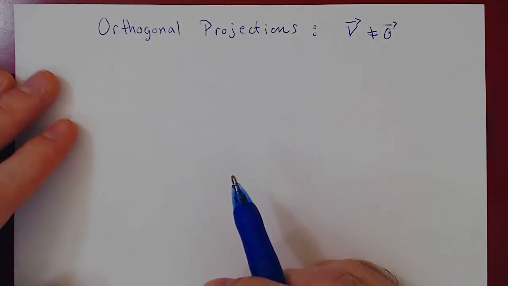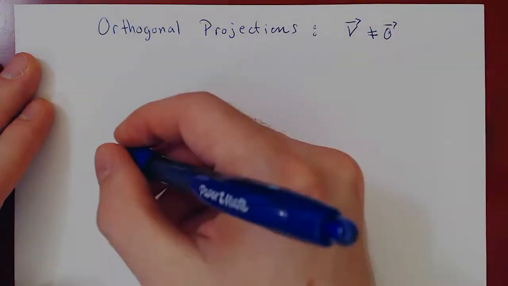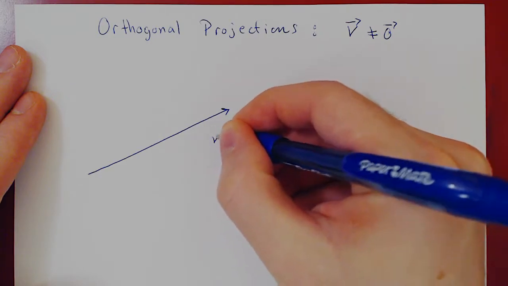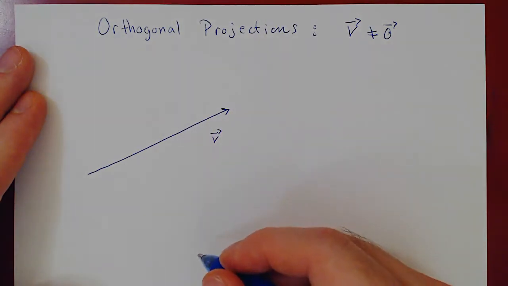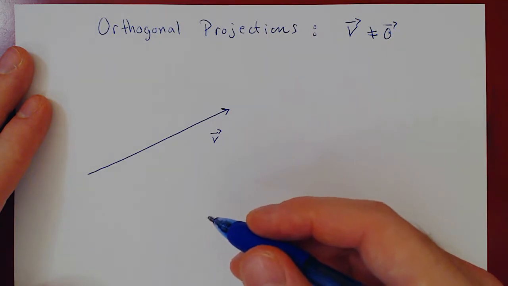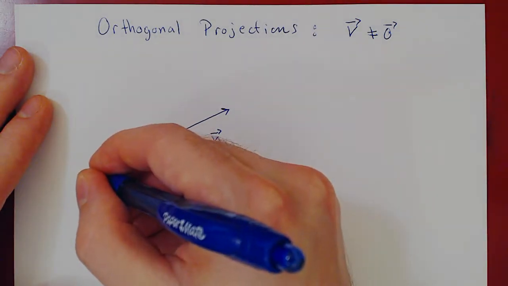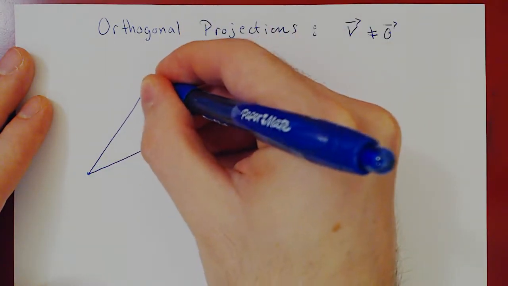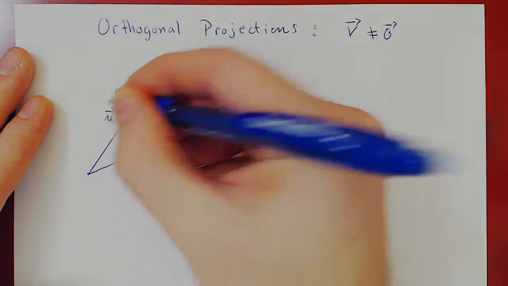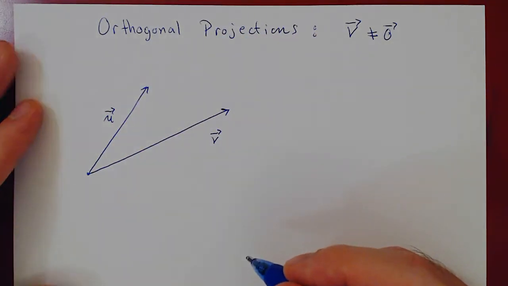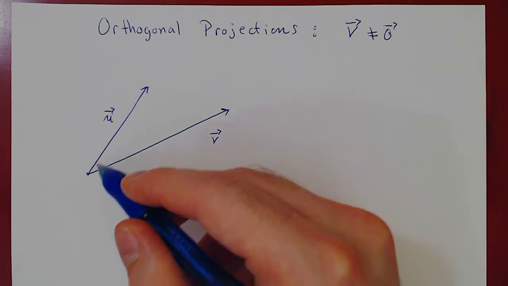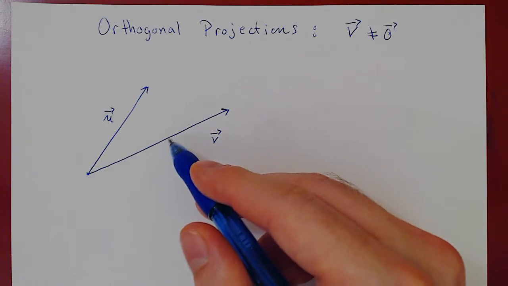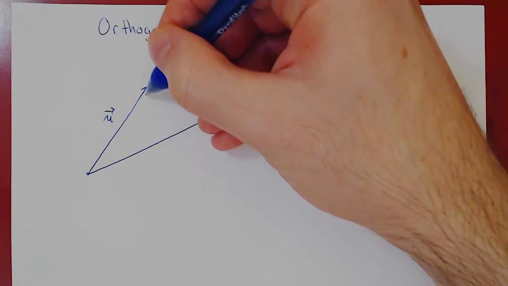So here's the setup. Suppose we have a non-zero vector v. Suppose it looks like this. And suppose we have a second vector u. And let's say we position the initial point of u onto the initial point of v. The idea of an orthogonal projection is to decompose the vector u into a sum of two vectors, one vector being parallel to v and the other vector being perpendicular to v.